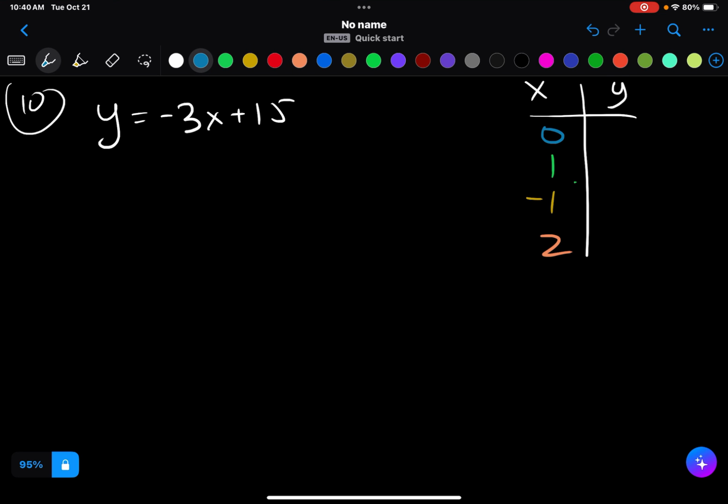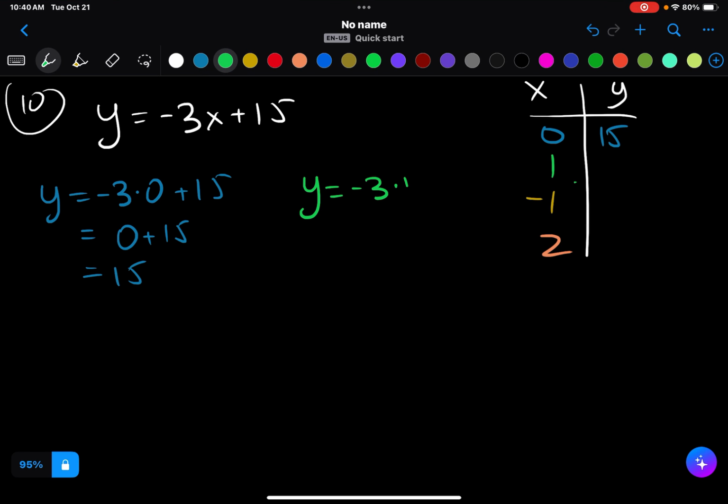So let's start when x is 0. So y equals negative 3 times 0 plus 15, which is 0 plus 15, which is just 15. So when x is 0, y is 15. Then let's go ahead and move on to when x is 1. So y equals negative 3 times 1 plus 15. So that's going to be negative 3 plus 15, which is just a 12.